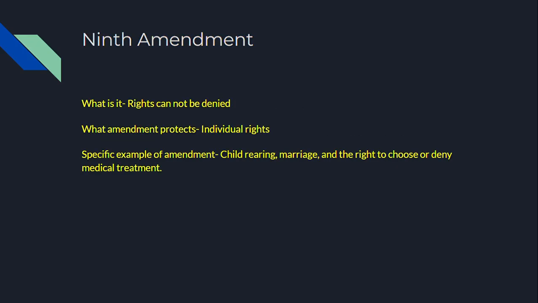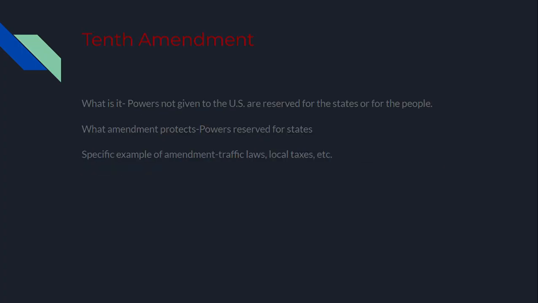Ninth Amendment, what is it? Rights cannot be denied. The amendment protects individual rights. A specific example of the amendment would be child rearing, marriage, and the right to choose or deny medical treatment. The 10th Amendment and final amendment in the Bill of Rights, what is it? Powers not given to the U.S. are reserved for the states or for the people. The amendment protects powers reserved for states, and a specific example would be the traffic laws, local taxes, and stuff like this.